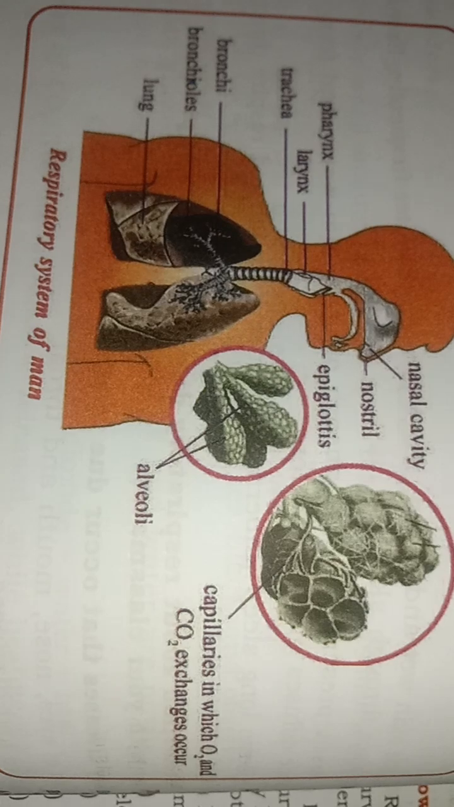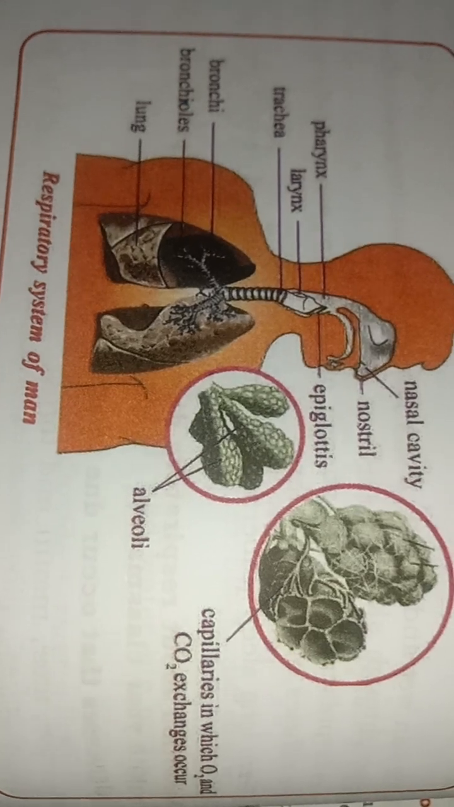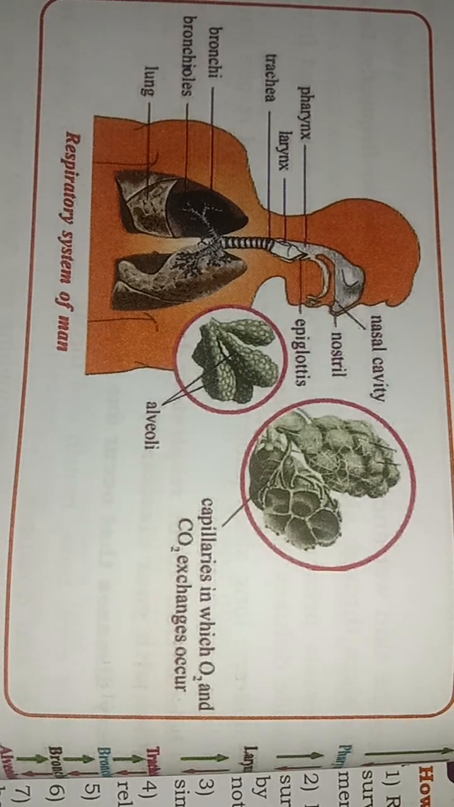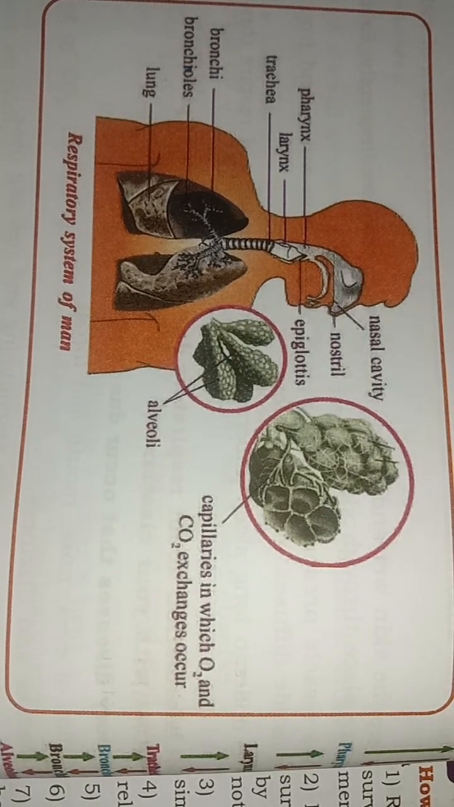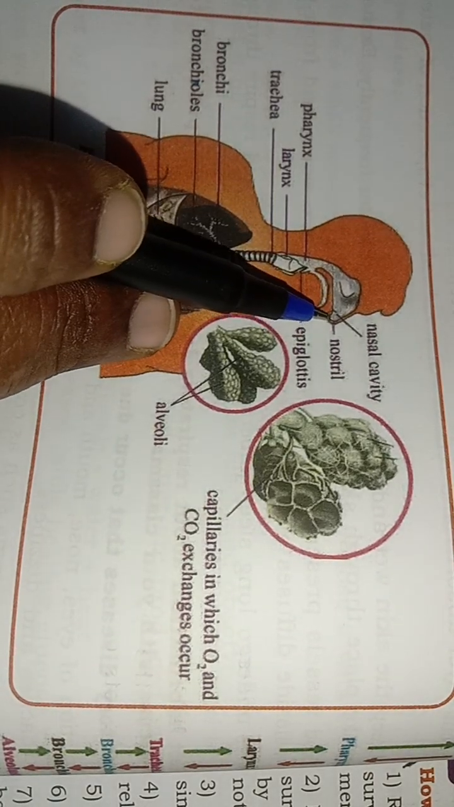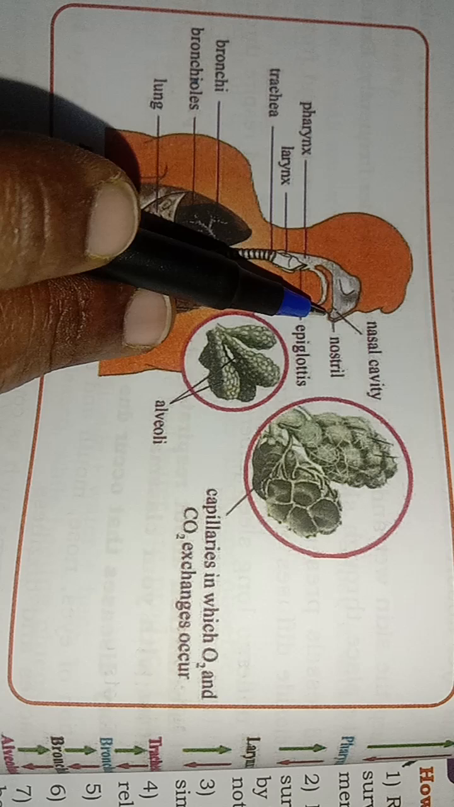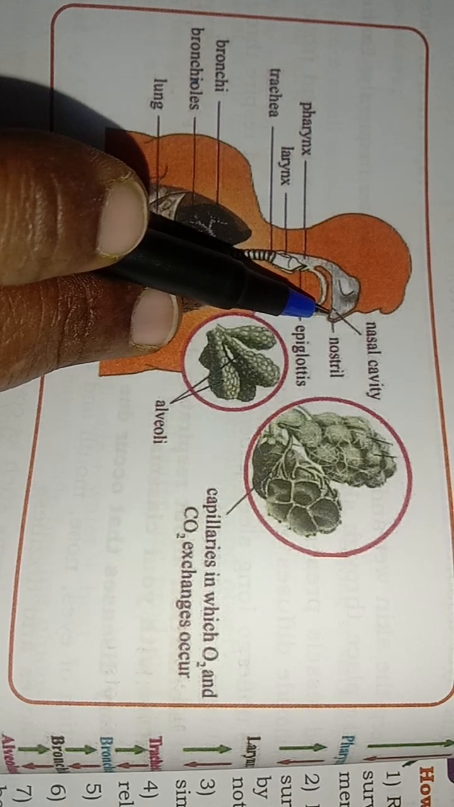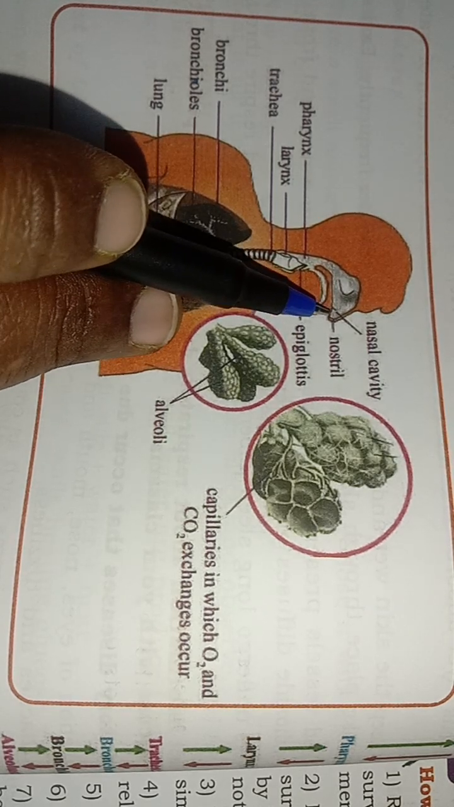So respiration means we have to discuss our respiratory system. It starts from the nasal cavity, right? Nostrils first. These are the two hole structures we see from outside, right? From these nostrils, air enters into the body.